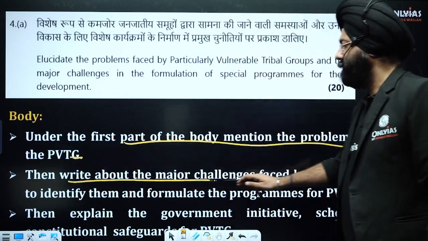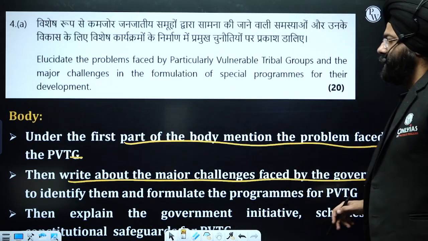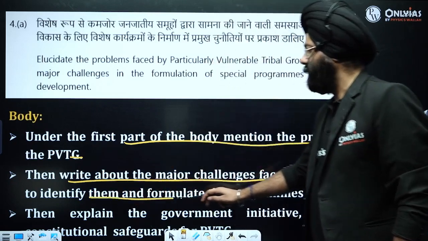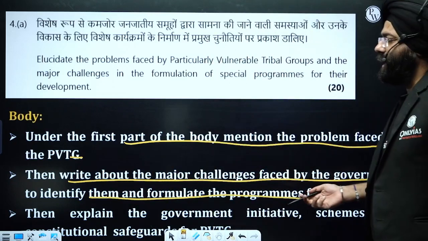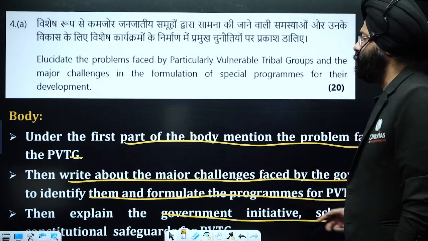Then write about the major challenges faced by the government to identify them and formulate the programs for the PVTGs, and then explain the government initiatives that were taken.